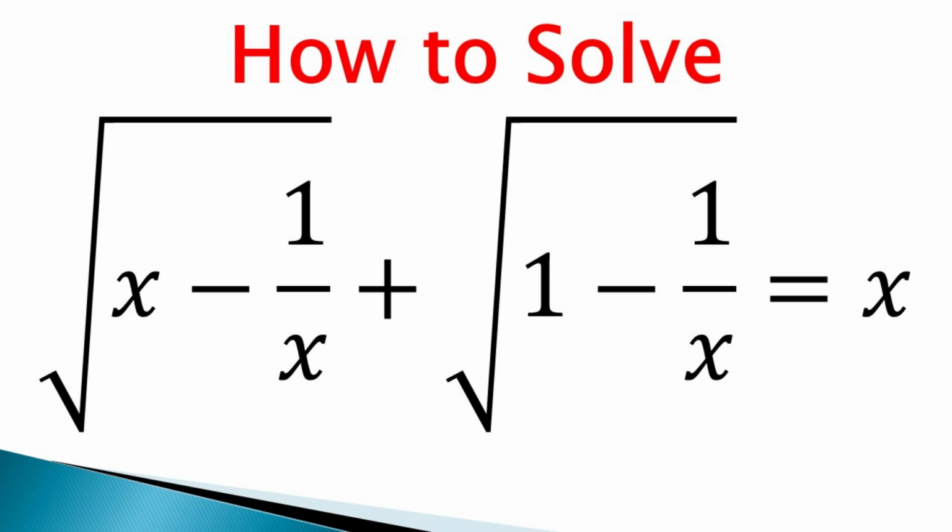Hello everyone. Here we have a radical equation to solve with two square root terms added on the left hand side. Let us see how we solve this equation. To solve this equation, the traditional way would be to square both sides one time, and we get another square root term, and square again to land with a fourth order polynomial to solve.